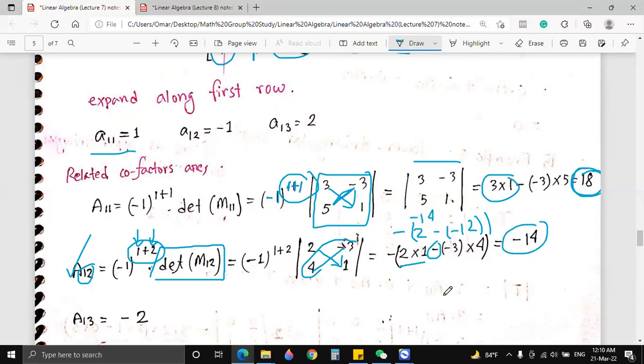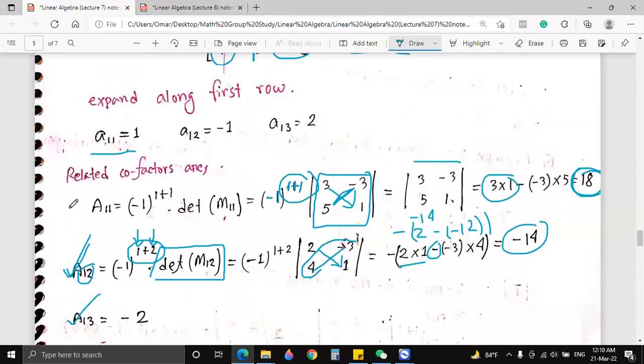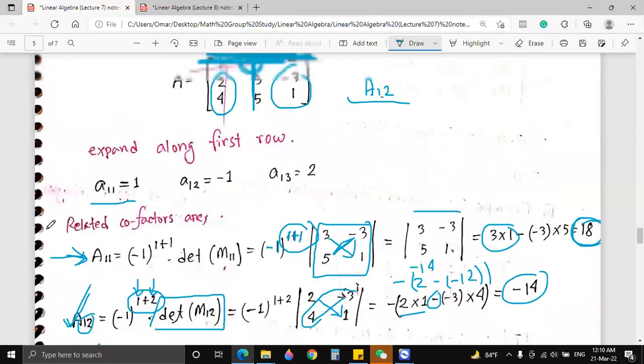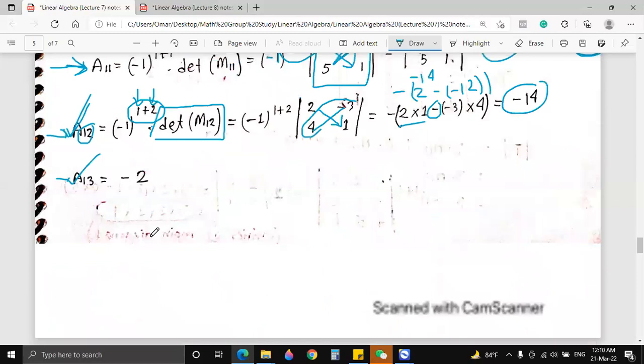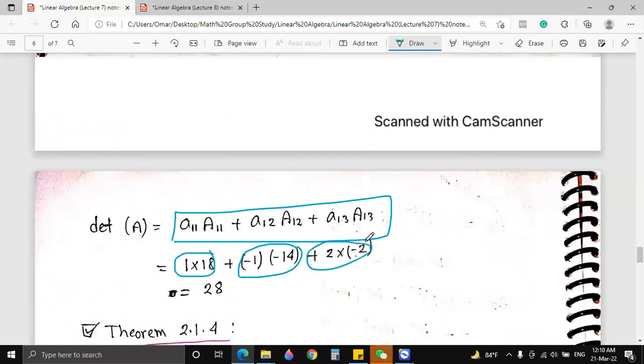So I hope you can calculate this part and also this part, because I have already calculated on here, right? So the same way you can calculate all the three values here, and then you have to add them, like this is 18, this is 14, and this is 4. So you have to just add them, and you will get 28.